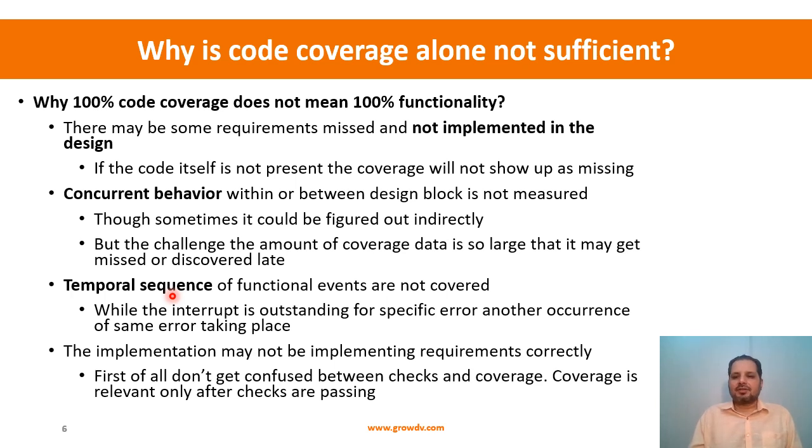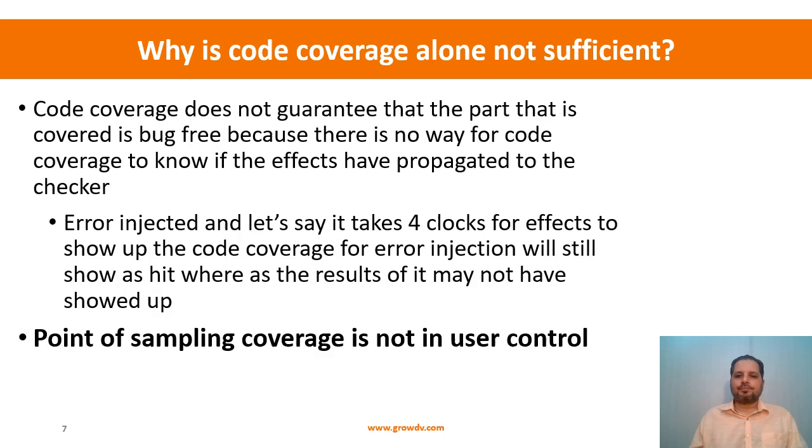And why do we say that then? If the checking is not the responsibility of the coverage, then why are we saying that the implementation may not be implementing requirements correctly? If correctness is the responsibility of checks, not the responsibility of coverage, then why are we combining this? So let's understand one fine point over here that will tell us why we are making this particular point.